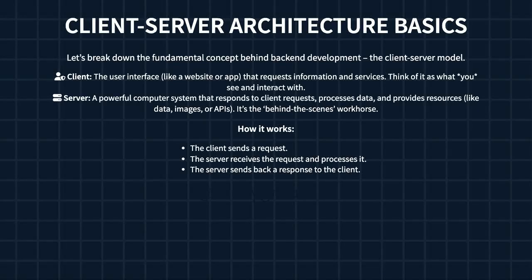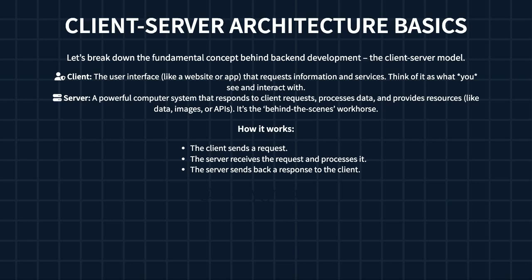Okay, so let's talk about how backend systems are built. It all starts with something called the client-server architecture. Basically, imagine you're using an app or website. That's the client. The client is what you see and interact with directly. It displays information, takes your input, and makes requests. Then there's the server, which is like a powerful computer system. It handles all the behind-the-scenes work, processing those requests, managing data, and delivering everything the client needs. It's a simple process. You ask for something, the request, the server figures out what to do, and then sends back your answer.